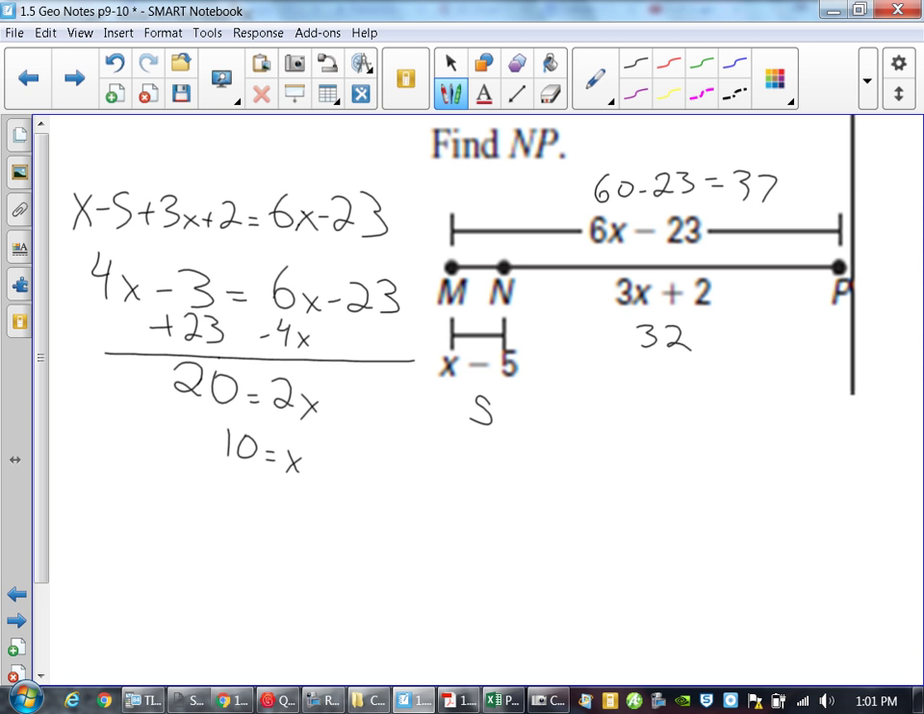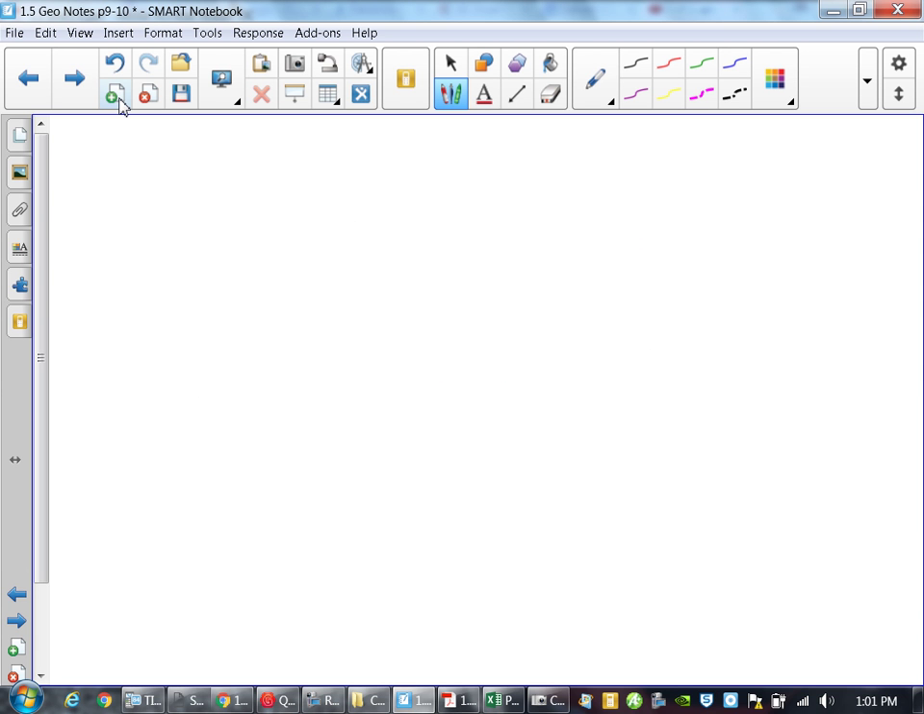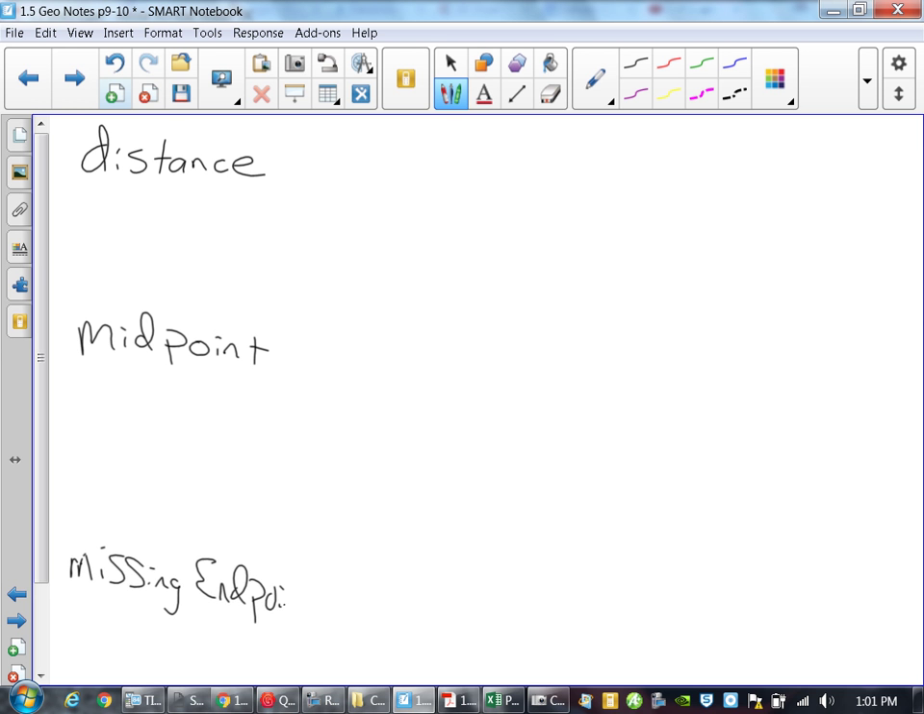After we did all the segment stuff like this, we then jump-started back into these 3 things. And this is where most of you guys messed up on the quiz. Distance, midpoint, and a missing endpoint. And what I want to do is just kind of walk you through again. How do you set that up? How do you work with it to make sure that you remember the differences between solving for each one of those separately?